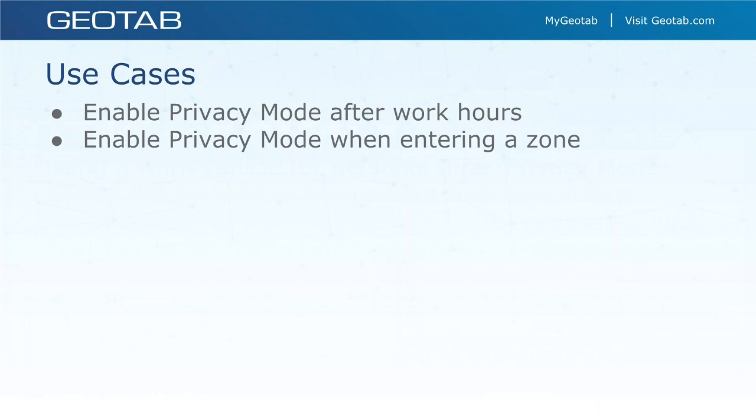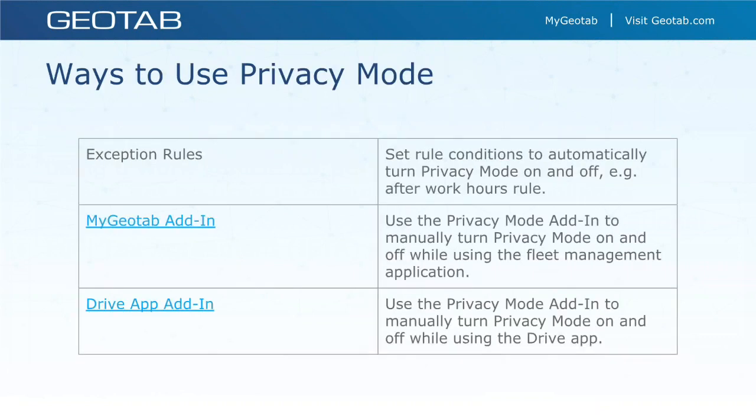You also have the ability to manually turn on or off privacy mode in the database by using one of the two add-ins. So here are these three different ways to use privacy mode. Number one is exception rules, and you can set rule conditions to automatically turn privacy mode on and off.